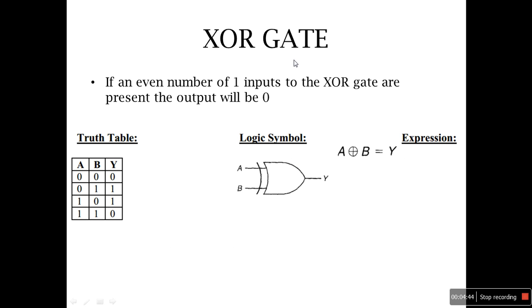The next gate is the XOR gate. If there is an even number of inputs of 1, the XOR gate output will be 0. So here we see 0 0 again.